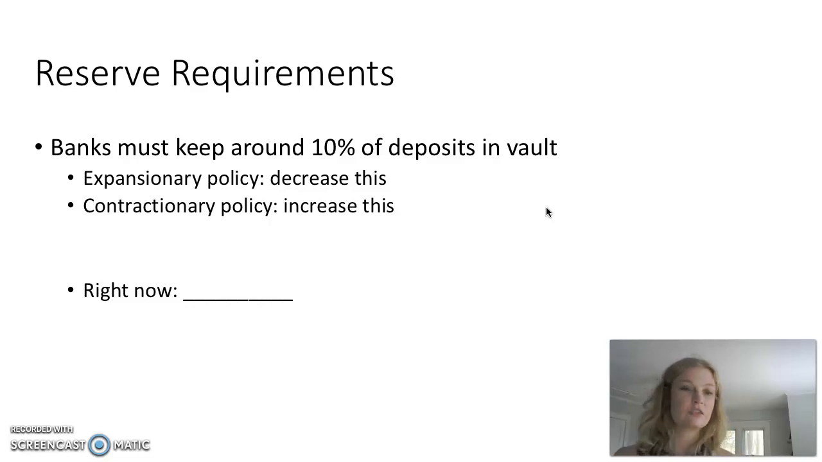Hey banks, don't worry about it. You can put less money in the vault. Loan more out. Contractionary policy would be to increase this. Hey banks, you've got to put some in the vault, stop loaning so much.